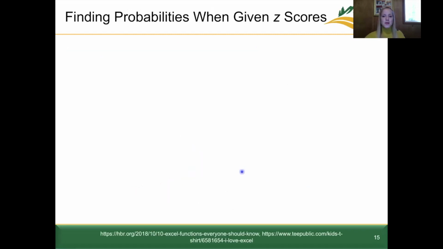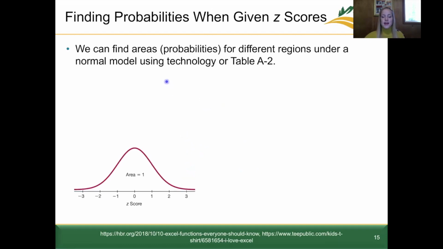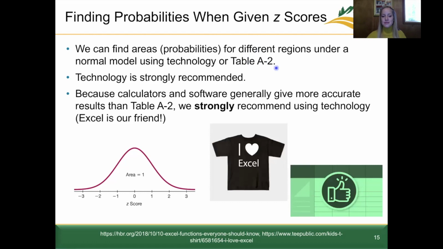Although it's a little more complicated, we have technology and we have a table in the back of our book. So we can find areas, and when we say areas, that's the same thing as saying the probability. We can find areas or probabilities for different regions under a normal distribution curve using either Excel or Table A2. Now, Table A2 is a totally fine way of doing this, but rather than using A2, I do recommend you use Excel. Remember, Excel is our friend.